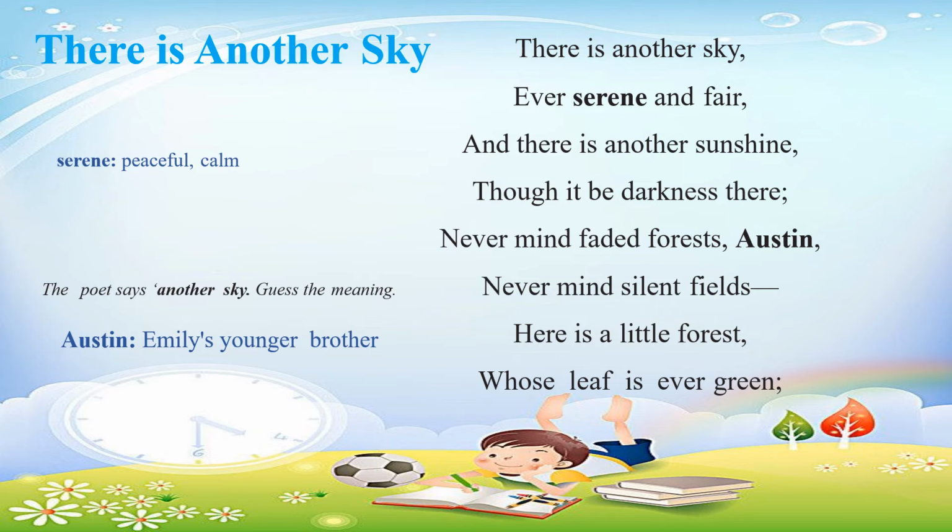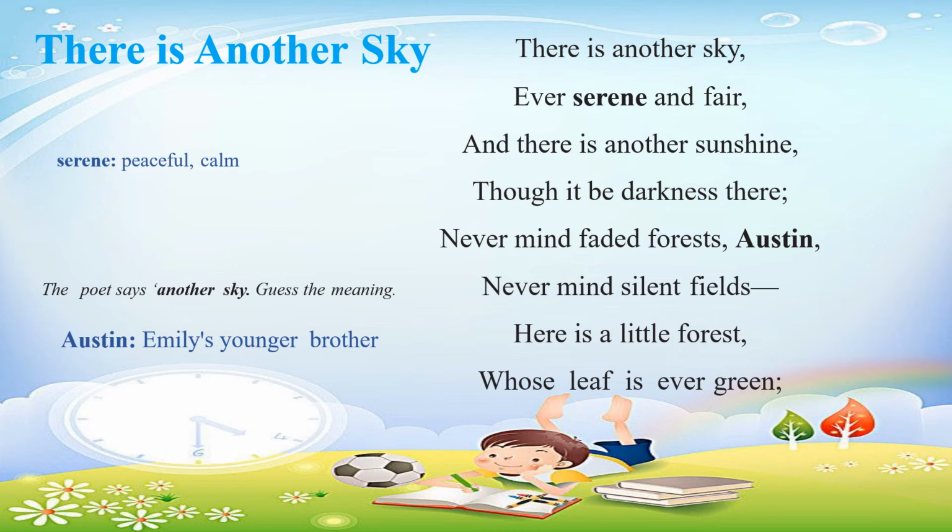There is another sky. This is a very beautiful and inspirational poem. Emily is writing a letter to her younger brother Austin, and she is asking him that he should not get sad. Though the surroundings around him are not good, he can always come to her, and there is always a better place around her, so he can come to her.